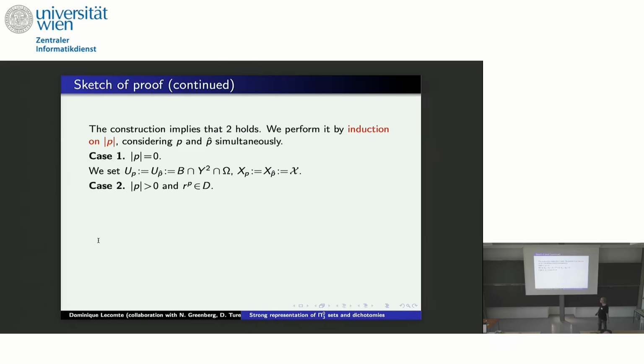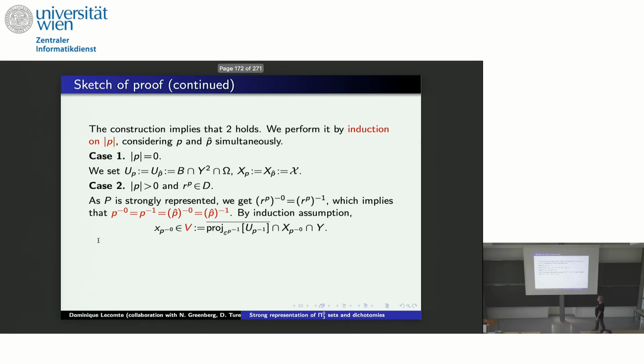So the first difficult case is when the length of P is non-zero and RP is in D. We start to apply strong representation. The first part of strong representation tells you exactly this: the zero predecessor of RP is the same as the one predecessor of RP. This implies that all the zero predecessors and the one predecessors of P, P hat, and all together are the same. And this is what allows us to do this case. Once you have this, you just apply the induction assumption.